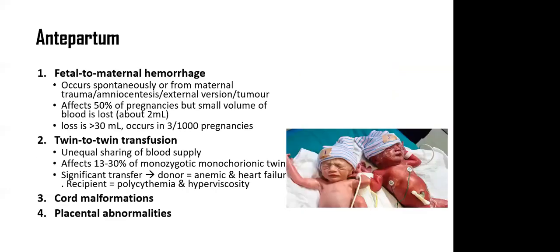So next, we move on to antepartum blood loss. First is the fetal-maternal hemorrhage, which is bleeding from the fetal into the maternal circulation, either before or during delivery. It can occur spontaneously or from maternal trauma, amniocentesis, external versions, or tumor arising from the placenta. It can affect around 50% of pregnancies, but the volume of blood loss is usually very low and not enough to cause hemorrhagic anemia, because usually the blood loss is about 2 ml and it is well compensated by the fetus.